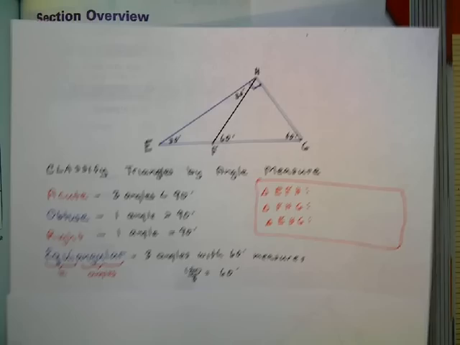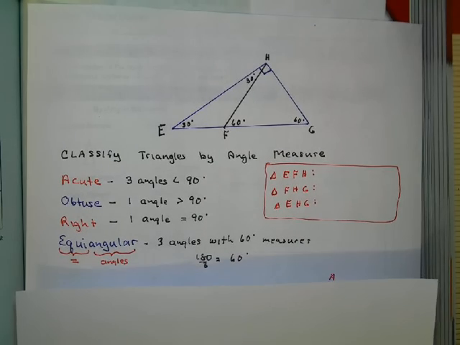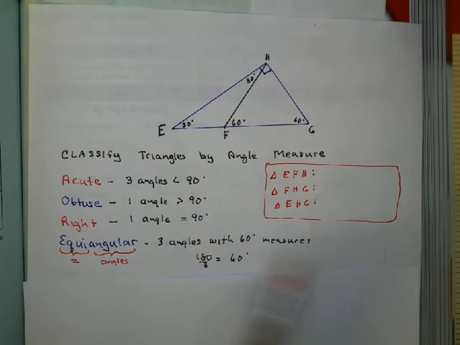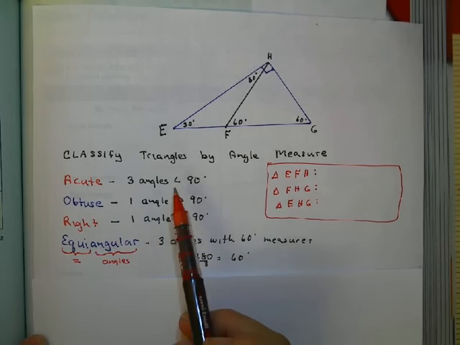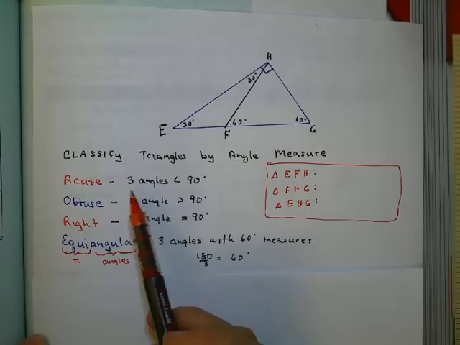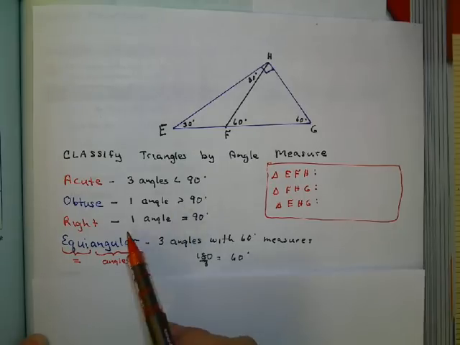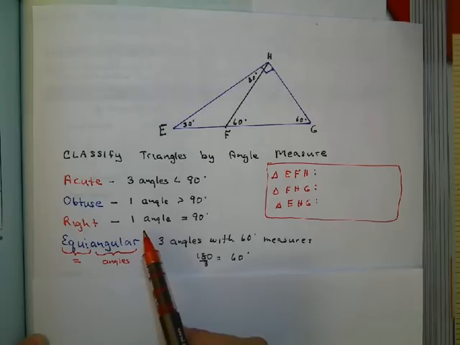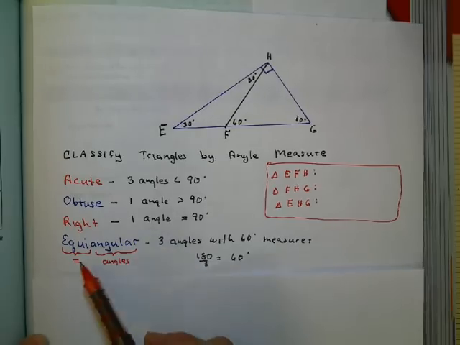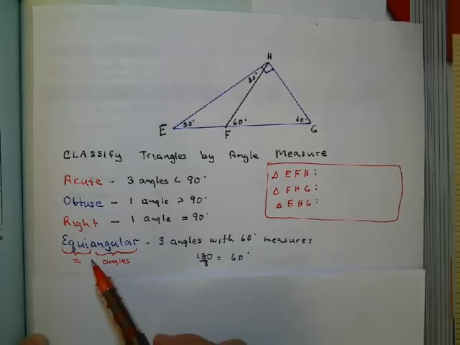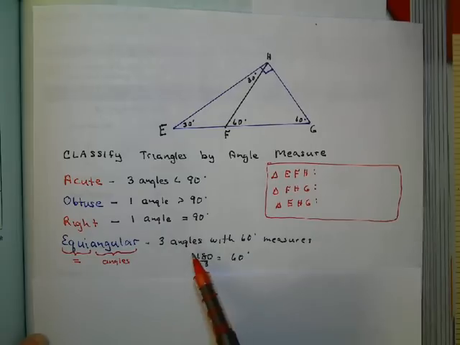Let's look at this picture here. Remember that we're going to classify by angle measure first. If they're acute, all 3 angles are less than 90. If it's obtuse, one of the angles is greater than 90. 2 couldn't be greater than 90 because there's only 180 degrees in an entire triangle. And if it's a right triangle, then one angle equals 90. Remember also equiangular, equal angles. That's what that means. All 3 angles are 60 degrees each because 180 divided by 3 equals 60 degrees.